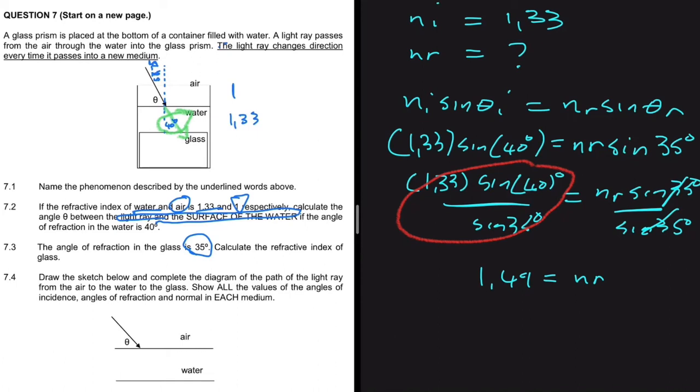And then it makes total sense. We would like to think that the refractive index of water is greater than that of air, and the refractive index of glass is greater than that of water, right?